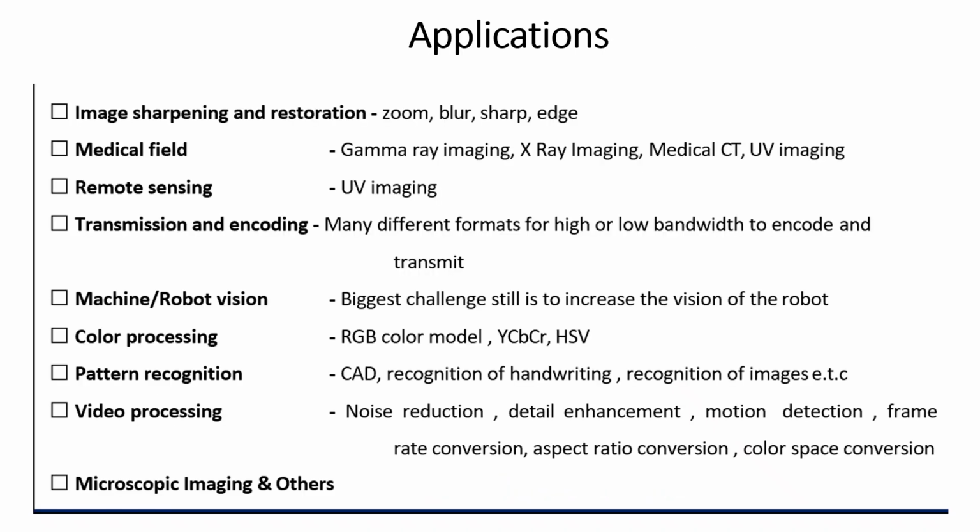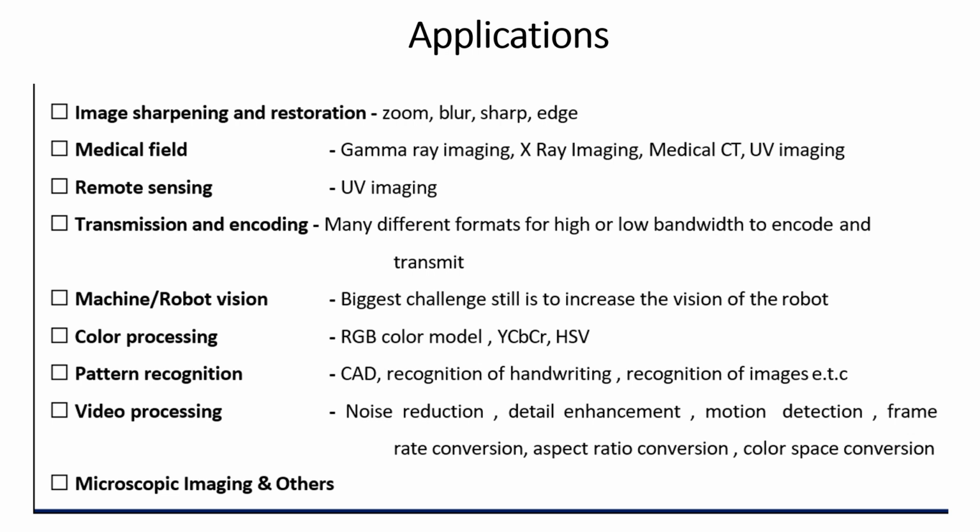The slide shows some of the applications. Image sharpening and restoration is done when we want to zoom, blur, sharpen and enhance edges. In the medical field, we can see it here. In remote sensing, UV imaging, and transmission, many different formats for high and low bandwidth are used to encode and transmit. In machine vision, the challenge is to increase the vision of the robot. Then color image processing, pattern recognition, and some particular lost data.